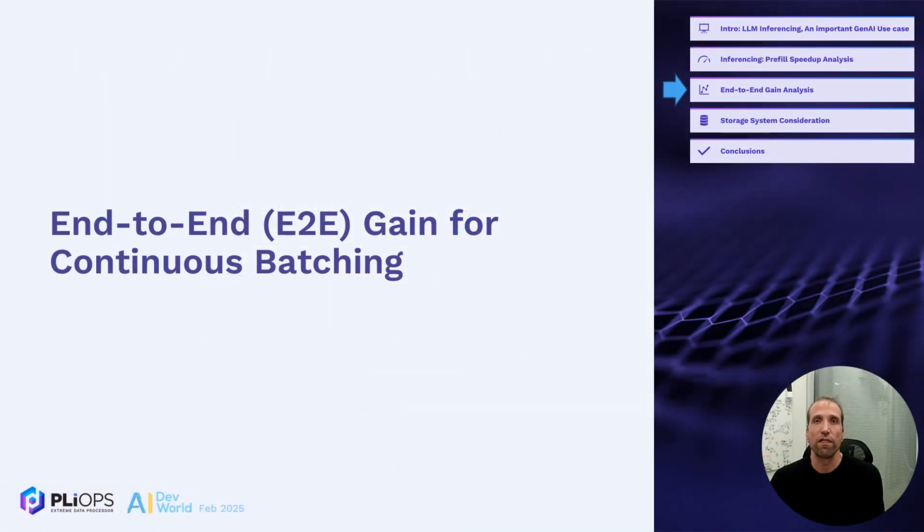Up to this point, we focused on the prefill stage, showing how KV cache offloading accelerates token processing. But as we remember, prefill is only one half of the story. In real-world inference, the decode stage, where the model generates output tokens one by one, is just as critical, if not even more important. If you speed up prefill, but the decode remains slow, then the overall gain is limited.